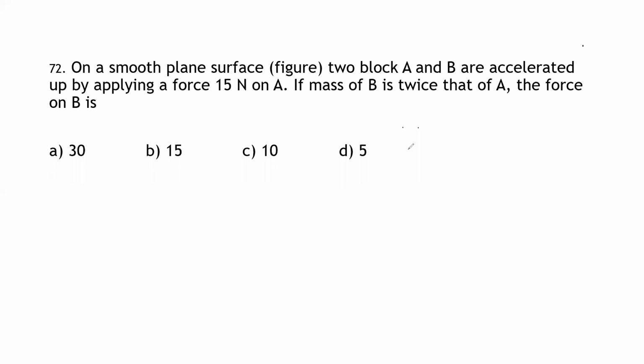Here you have a smooth plane surface. Two blocks A and B are accelerated by applying some force. So here the boxes are there. They are accelerated by applying a force of 15 Newton. Here you can assume this one as A and this one as B. They are saying that the mass of B is greater than the mass of A. Then we need to calculate the force on B, the force which is applied on B. On A, it is already given.